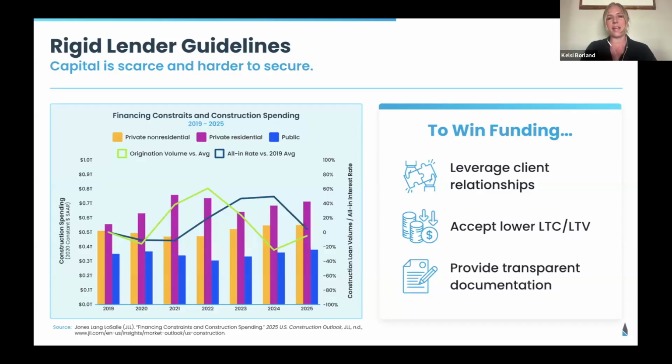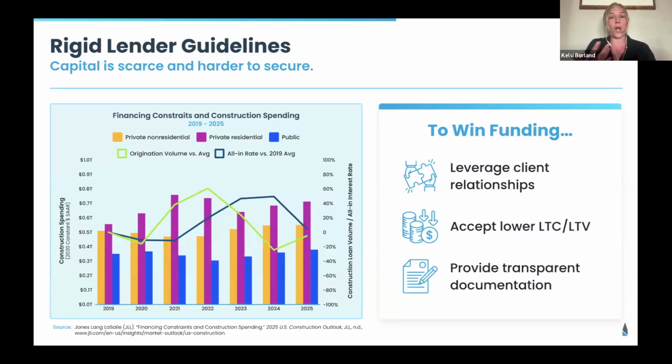And then really providing transparent documentation, right? A lender wants to know what the project is, they want to know what their risk level is, and they want to know that they're working with a borrower or a sponsor that is able to guide this project to its end goal and meet those end goals. And a lot of that comes through really being able to tell the story of the project and provide the documentation that is needed.